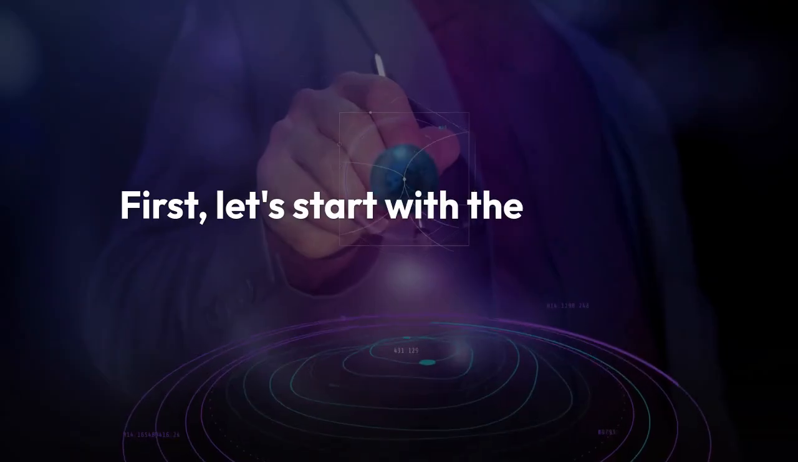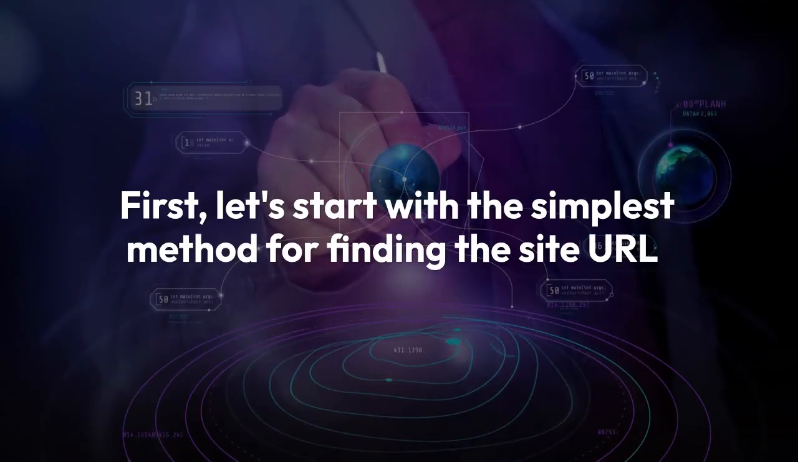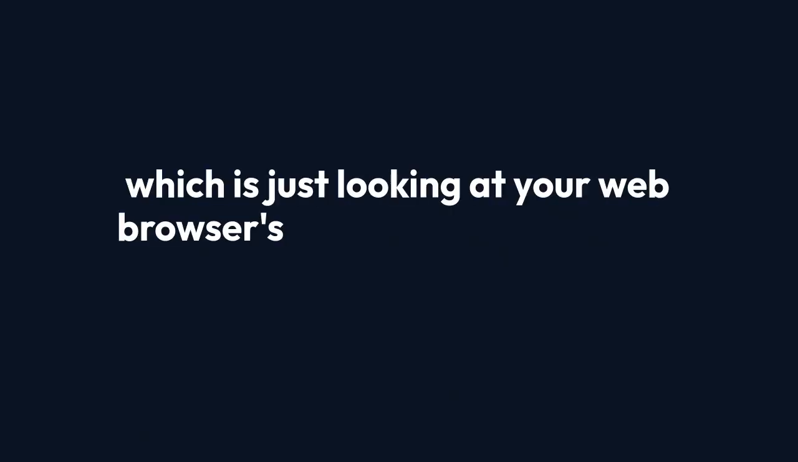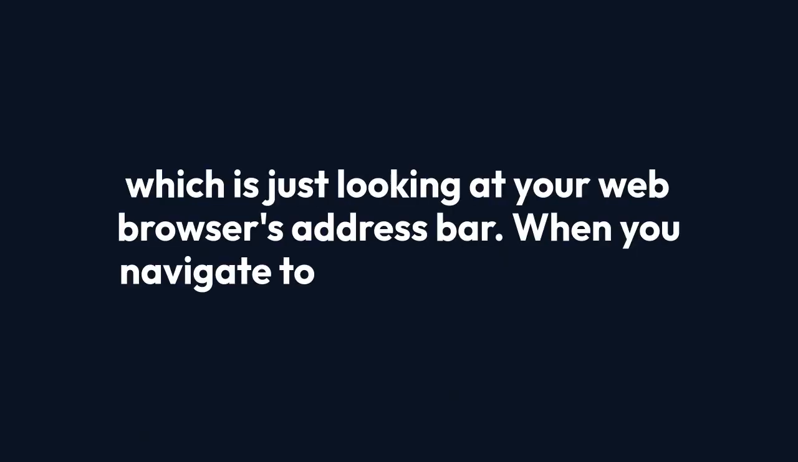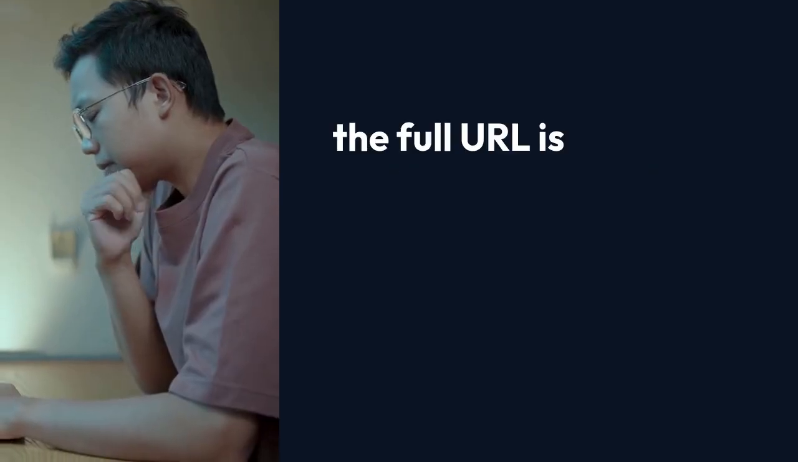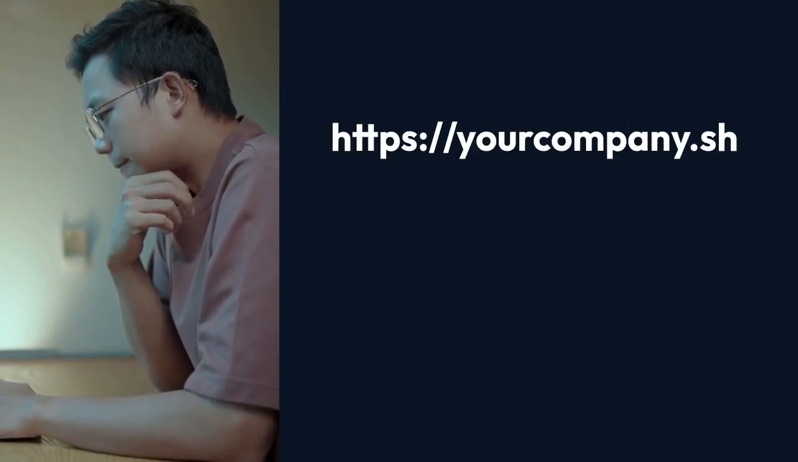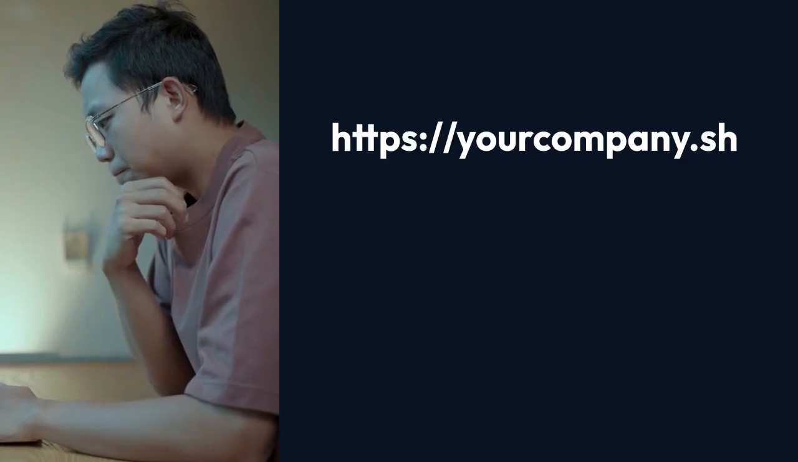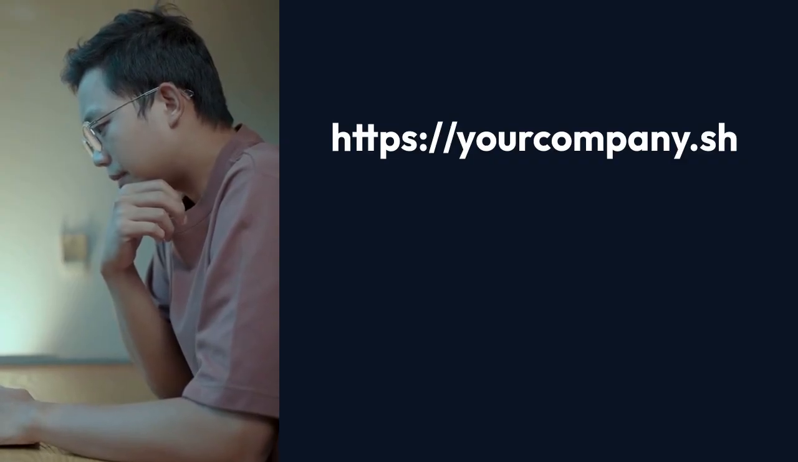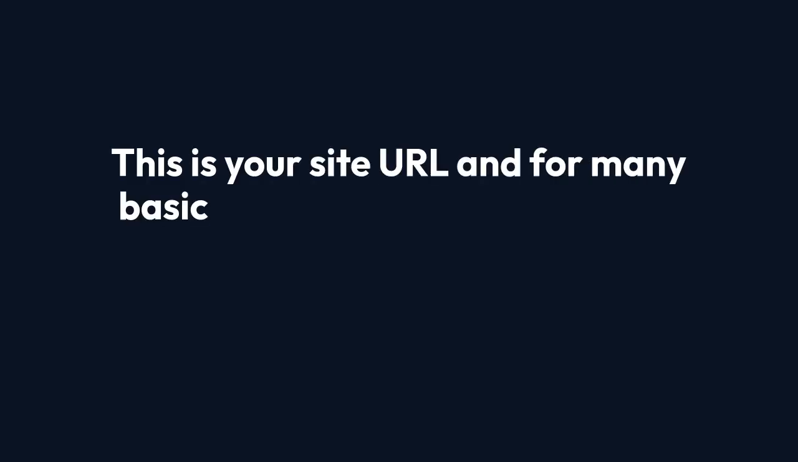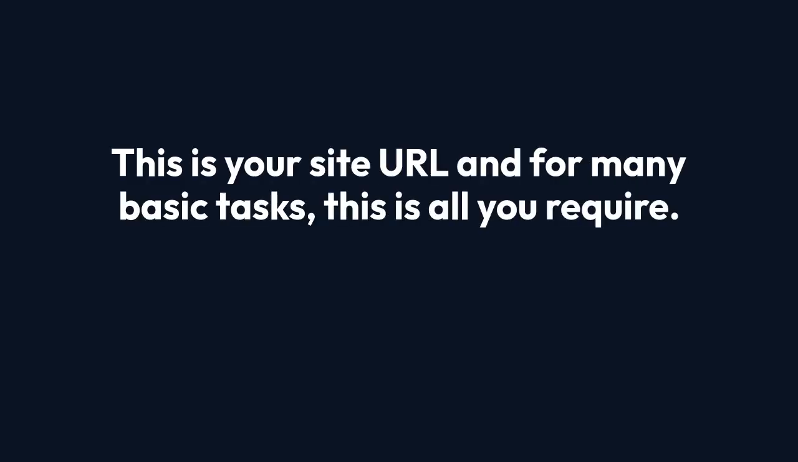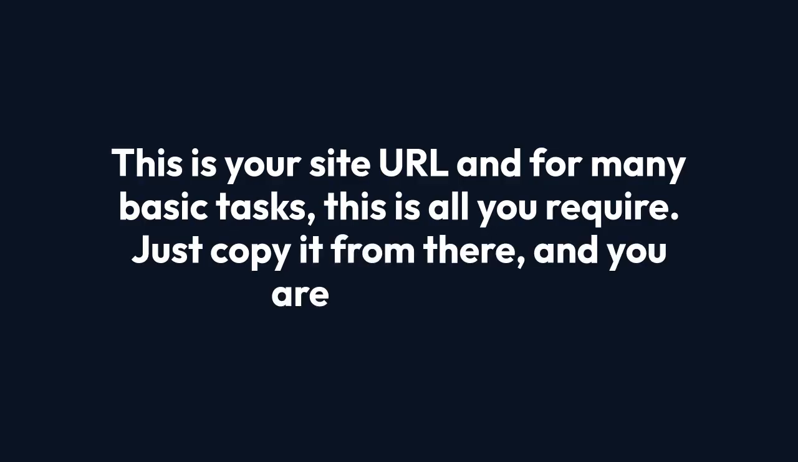First, let's start with the simplest method for finding the site URL, which is just looking at your web browser's address bar. When you navigate to your SharePoint site, the full URL is displayed right at the top. For example, it will look something like https://yourcompany.sharepoint.com/sites/yoursitename. This is your site URL, and for many basic tasks, this is all you require. Just copy it from there, and you are good to go.